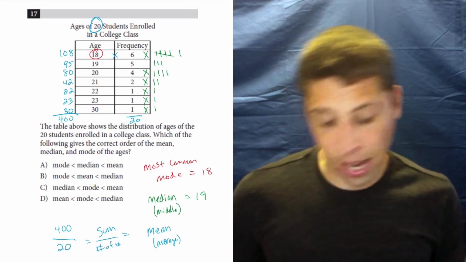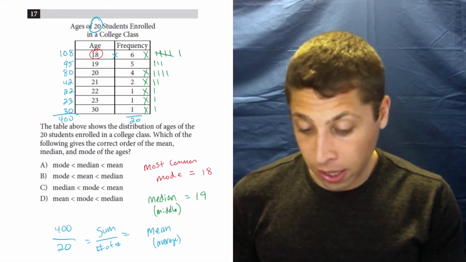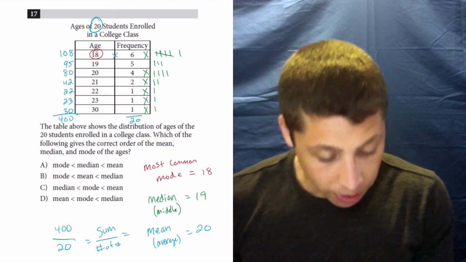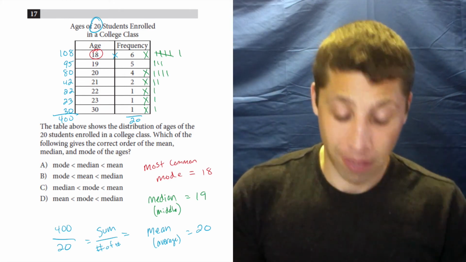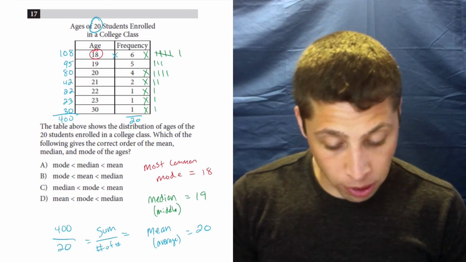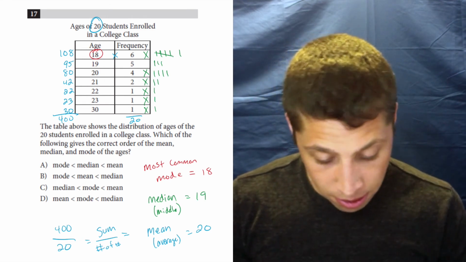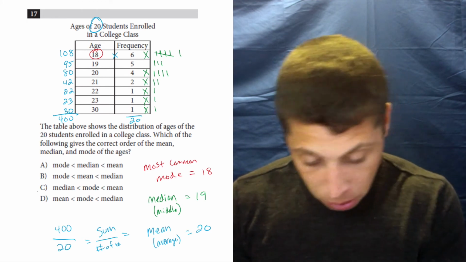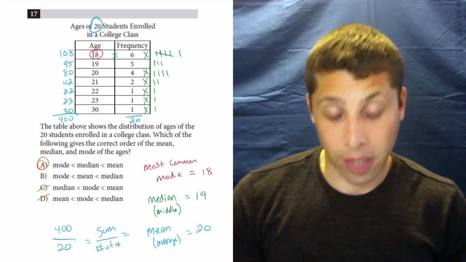So now I can calculate my mean by doing 400 divided by 20, and it's 20. So that one's a little bit more annoying, because we got to do a lot of different things. And now we can just put them in order. So what is the least? The mode is the least, then the median, then the mean. So that gets me choice A.